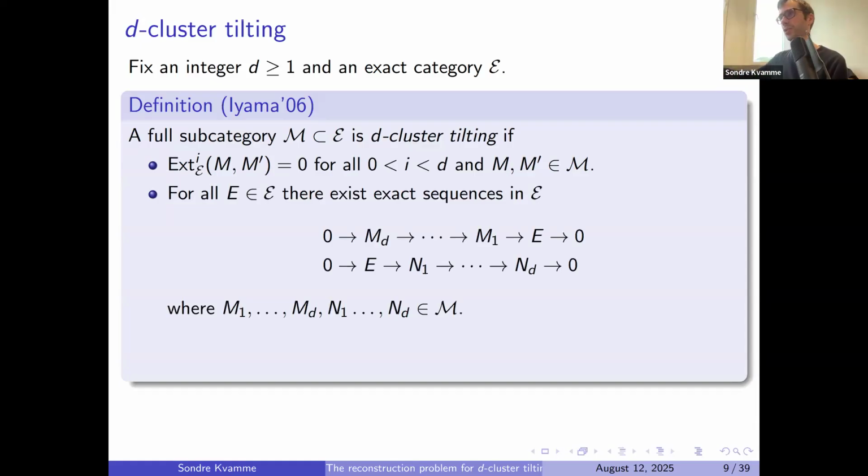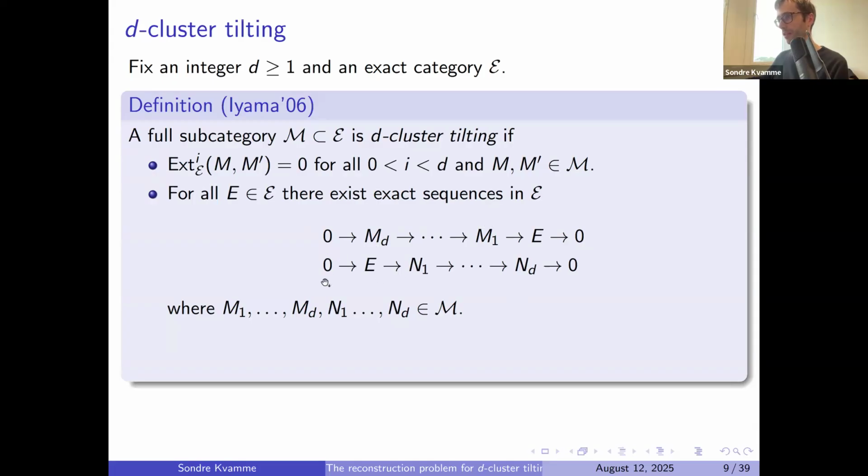The second condition tells you in some way that M is big enough and that it generates and cogenerates E in a nice way. This is phrased in the following way. For any object E in our exact category, you can resolve E by objects in M in d steps. By that, I mean that we can find an exact sequence, the top one here, where E is on the rightmost side and all the other objects are in our subcategory. And then you also have the dual condition.